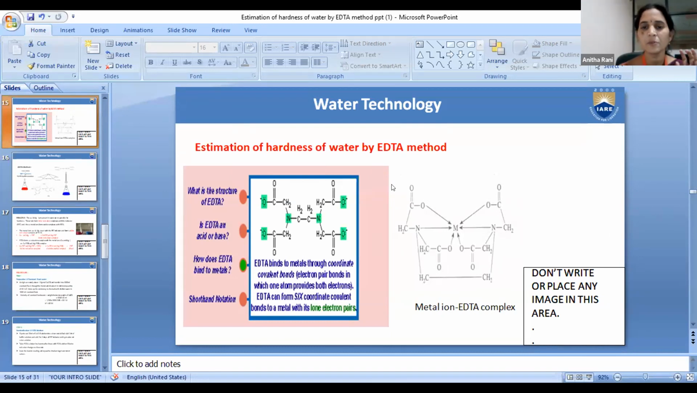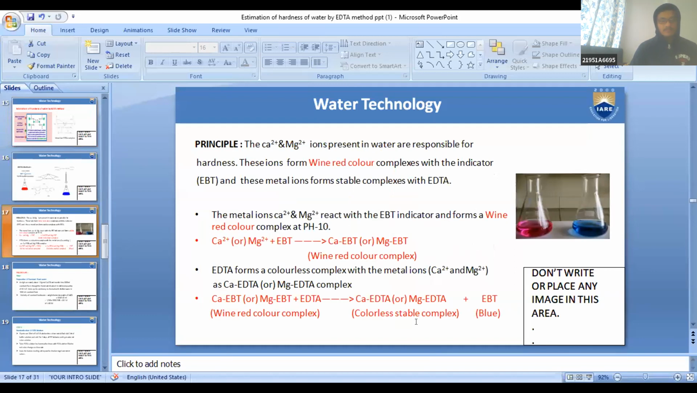Students, understood the principle correctly? Yes, ma'am. So if calcium and magnesium are present in water, then you will get a wine red color complex when you add EBT indicator. Clear, everybody?